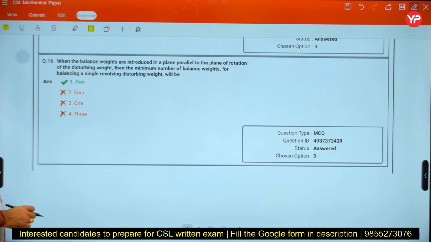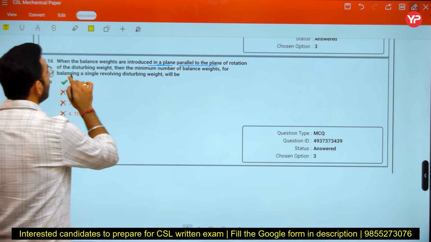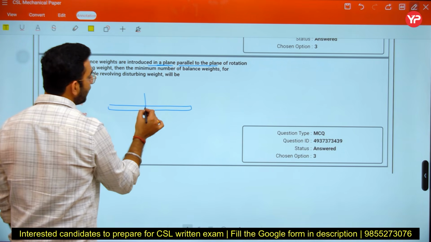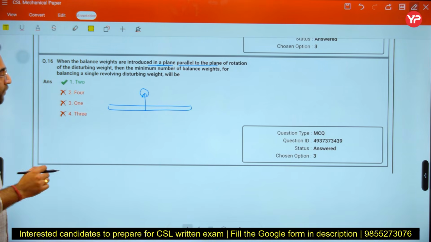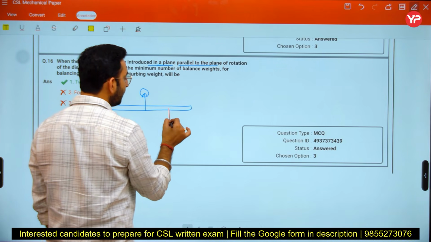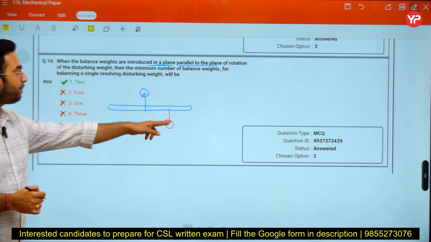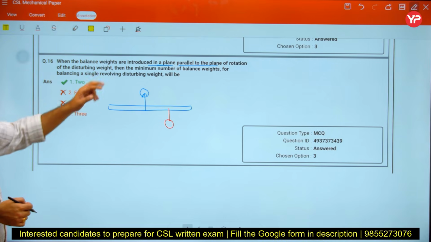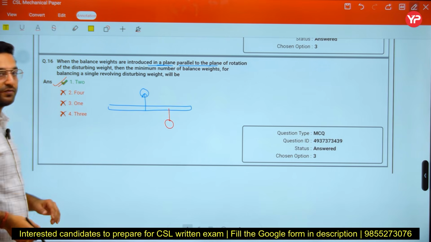Next, when balanced weights are introduced in a plane parallel to the plane of rotation of the disturbing weight. So let us suppose you are having a shaft like this one and here you are having a disturbing weight. Now you want to balance the weight here. What you have done is just placed a balanced mass in some other plane. So the balanced mass is placed in a plane parallel to the plane of rotation of the unbalanced mass. Then the minimum number of balanced weights for balancing a single revolving disturbing weight will be 2 here. That is the correct one. Why?